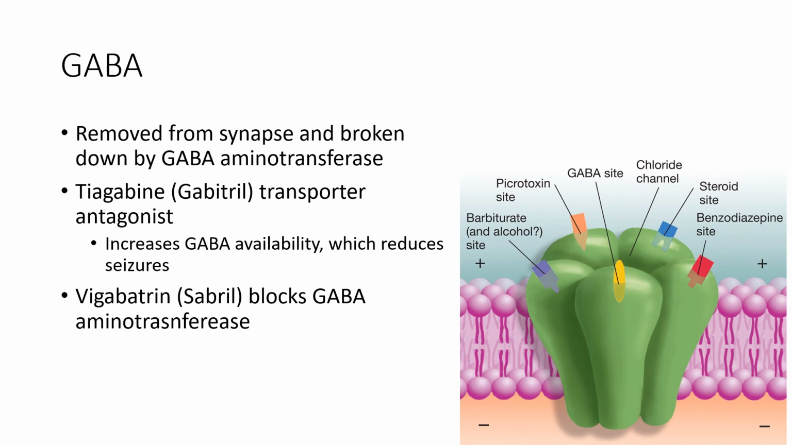Another drug blocks GABA aminotransferase, so it's going to produce the same type of effect. Gabatril inhibits the transportation of GABA out of the synapse, whereas Sabril actually blocks the enzyme that breaks down GABA. So the result is going to be the same. More GABA is going to be available. This drug is also given for seizures, as well as commonly given to epileptics.